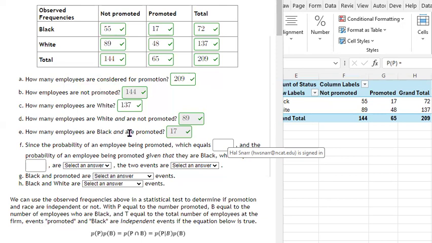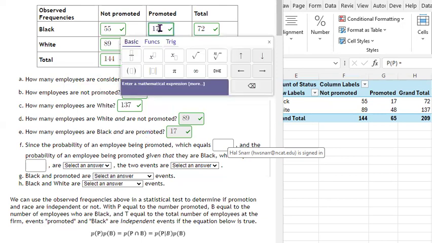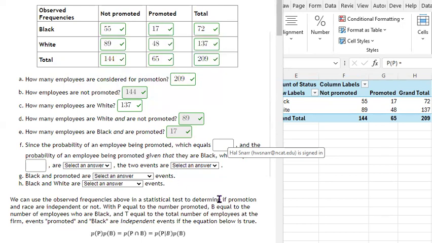How many employees are black and promoted? That's 17. We have black applicants who are considered for promotion. 55 were not promoted, 17 were promoted, right? Now we've got to calculate the probability of an employee being promoted.